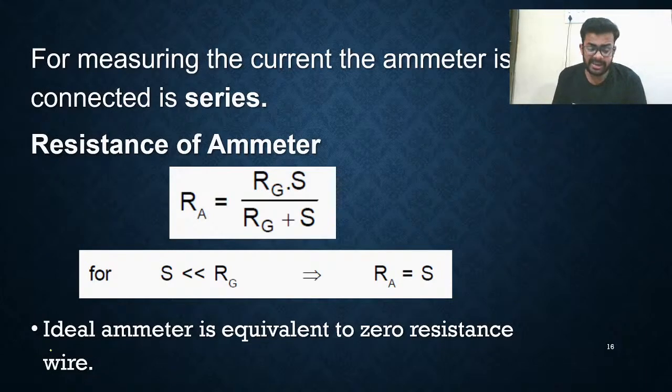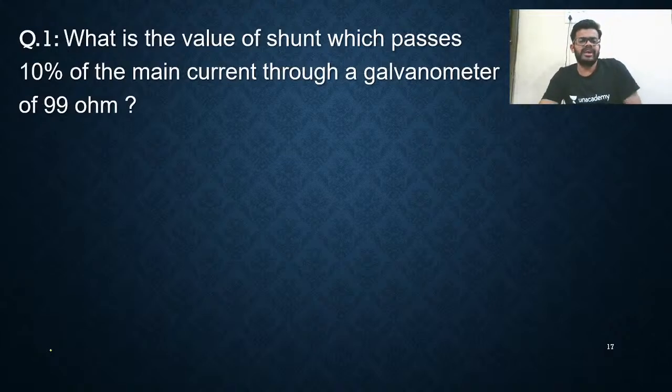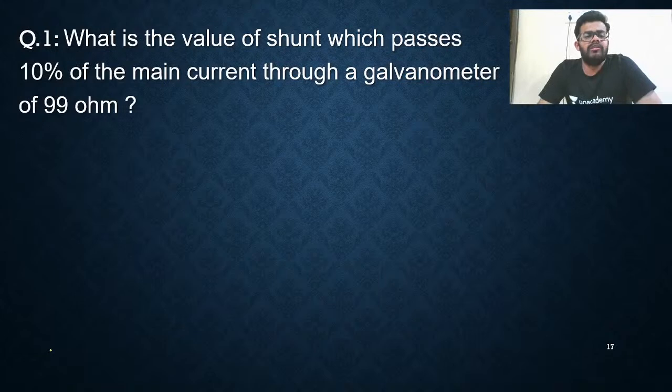So for an ideal ammeter, the shunt should be almost zero, very small. It will measure the current better, and it will give more accuracy. Next, there is a question in front of you. What is the value of shunt which passes 10% of the main current through the galvanometer?